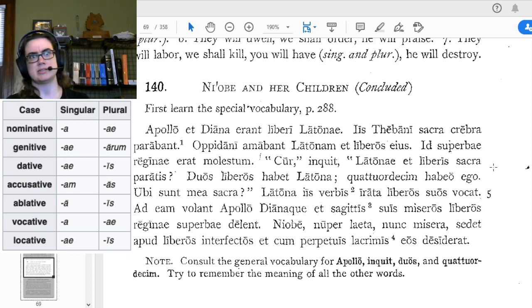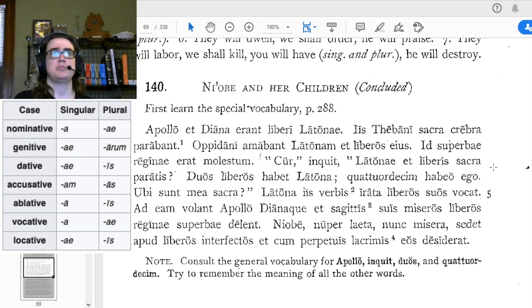Why, she says, she said, the perfect tense there, inquit. Why, she said, do you all prepare sacred things for Latona and her children? Latona has 2 children. I, ego, have 14. Where are my sacrifices? Latona calls her children, angered by these words. Apollo and Diana fly to her.